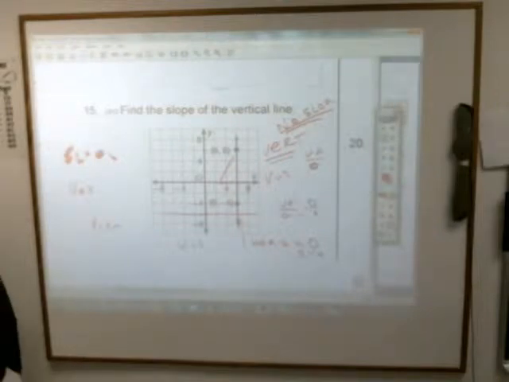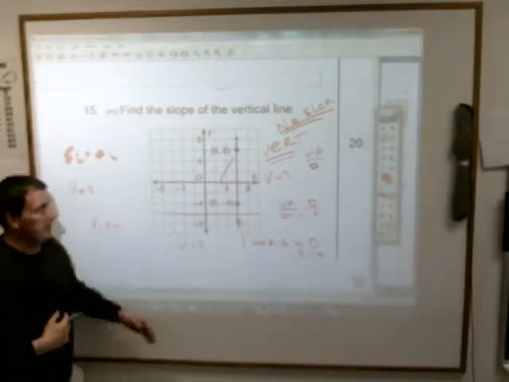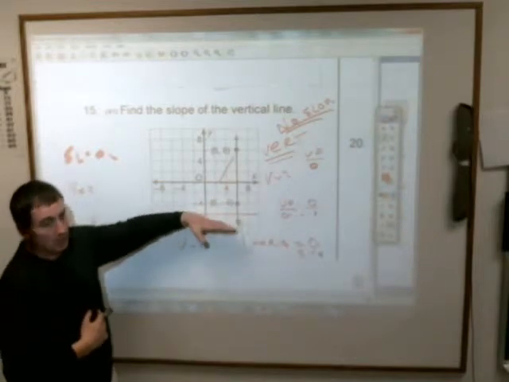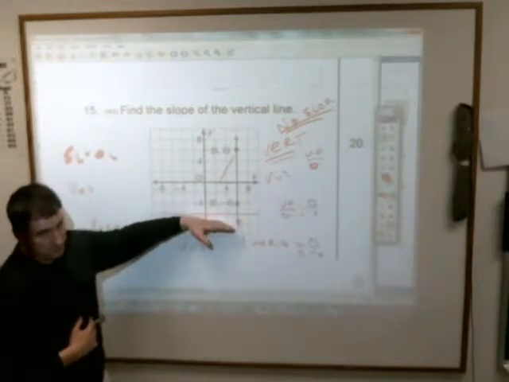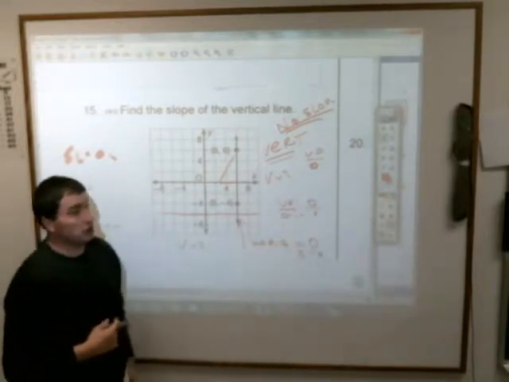Got that? And you do need to write that on your notes for tomorrow. A vertical line, no slope. Horizontal line, zero slope. Because you can have a zero on the top of the fraction.